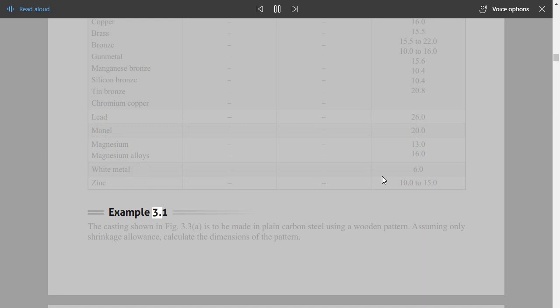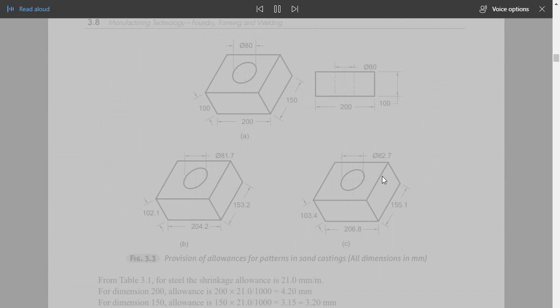Example 3.1. The casting shown in Fig. 3.3a is to be made in plain carbon steel using a wooden pattern. Assuming only shrinkage allowance, calculate the dimensions of the pattern. 3.8 Manufacturing technology, foundry, forming and welding.